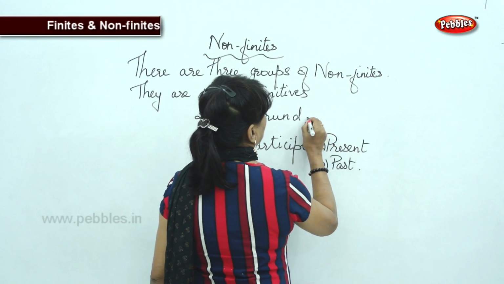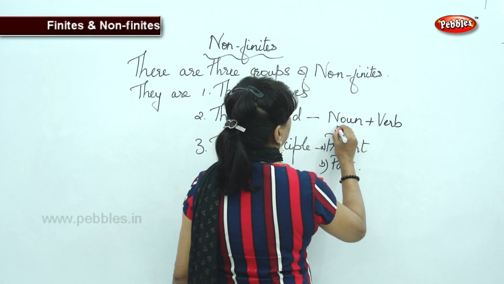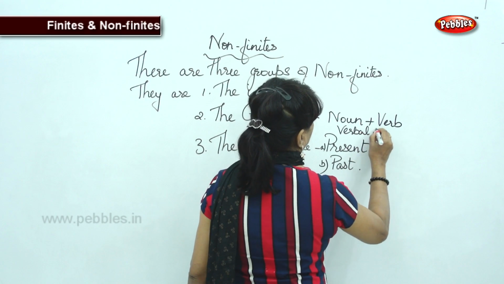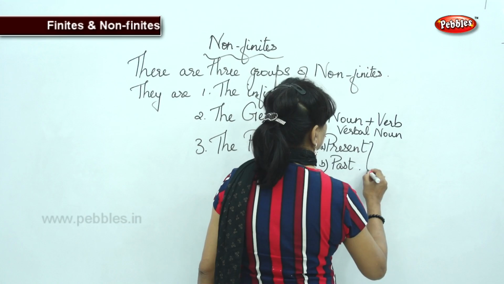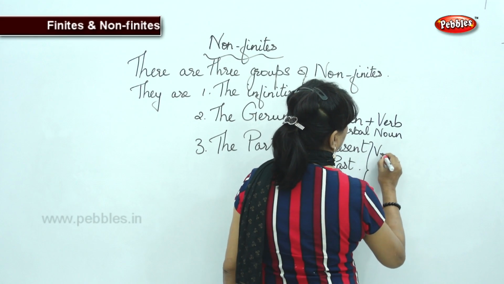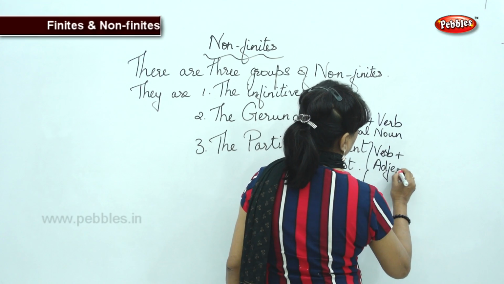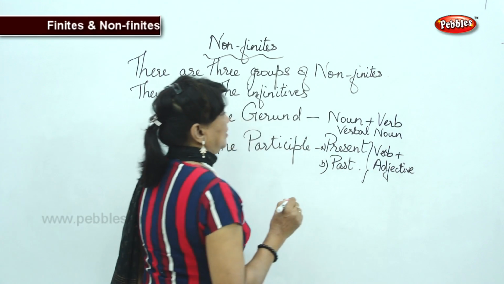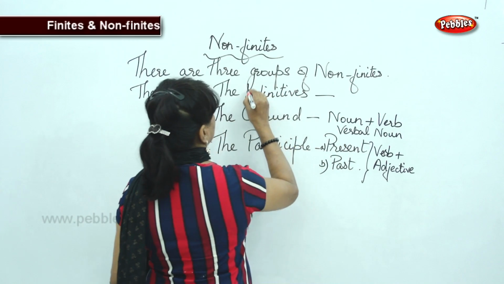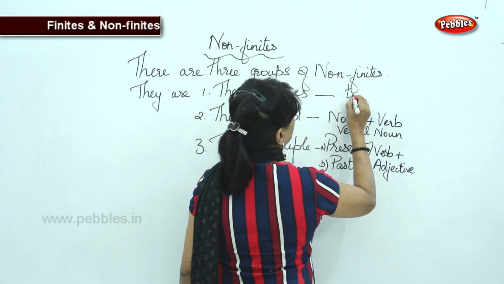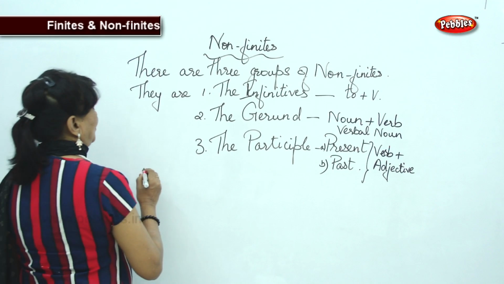We call it a verbal noun. It is noun plus verb, or a verbal noun we say. A participle is a verb plus adjective. Okay. Verbal noun and verbal adjective. And here the infinitives always take "to" plus the verb. Okay, is that clear? Now for example, I will give you the first one.